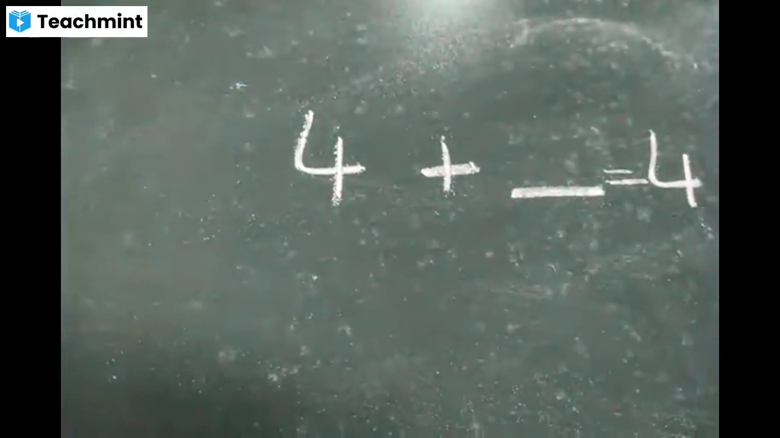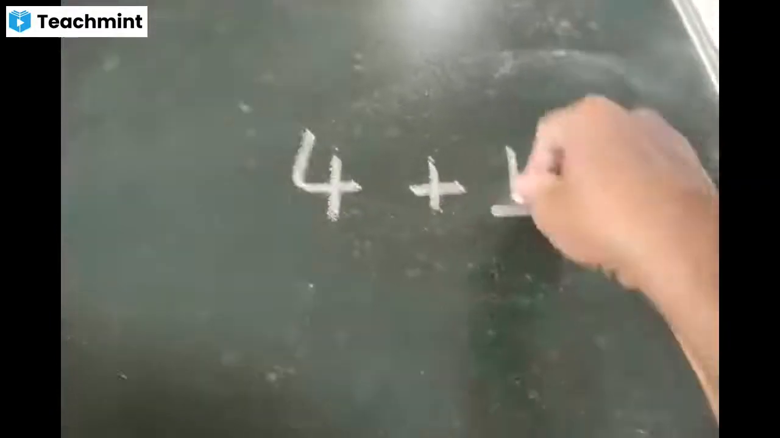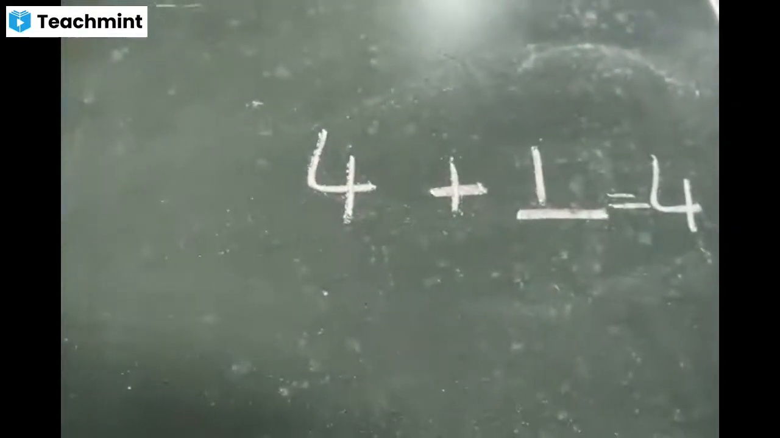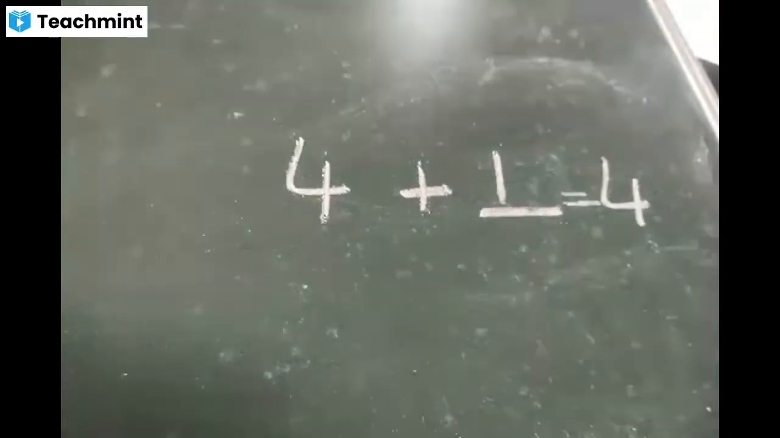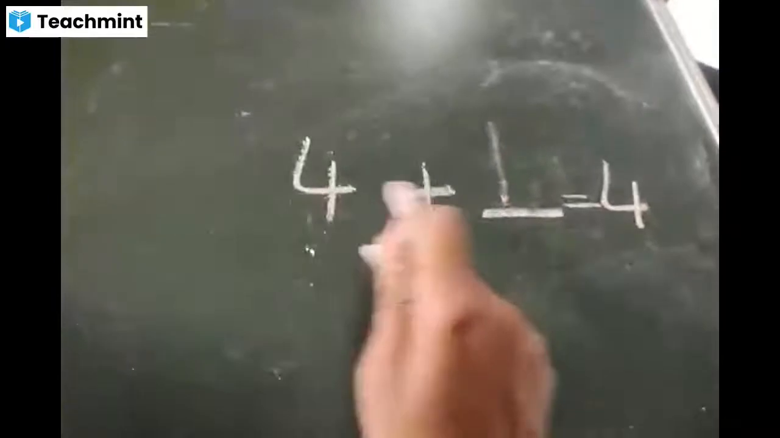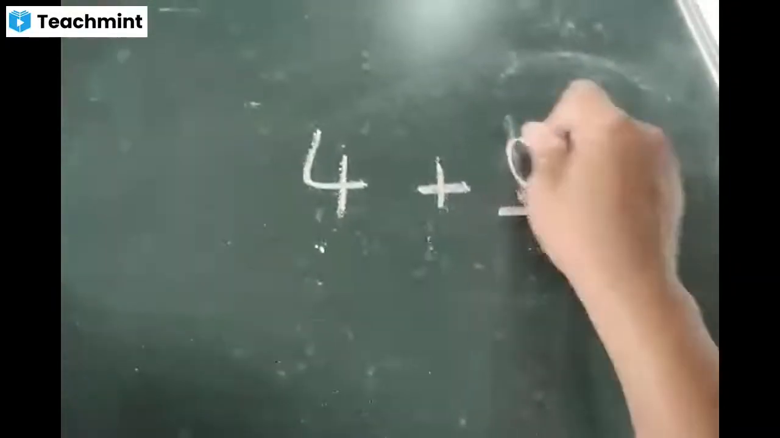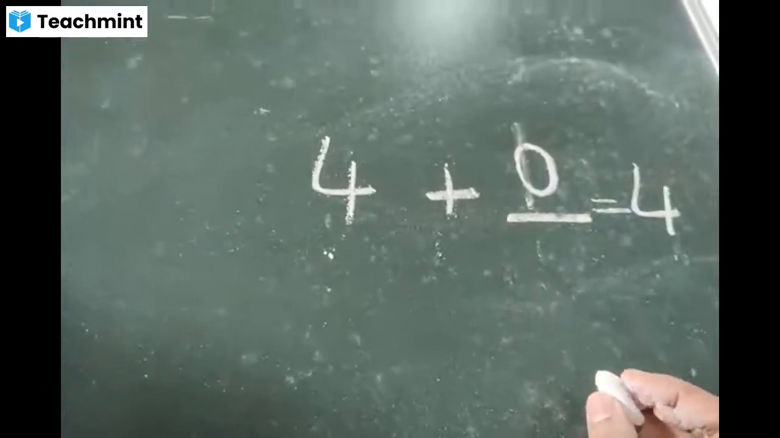Answer 0. Nikhil, 1? Nikhil, just look here. 4 plus 1 is 4 for you? Nikhil, what are you saying? 4 plus dash equal to 4, I asked. You are giving your own answer. 4 plus 0 equal to 4.